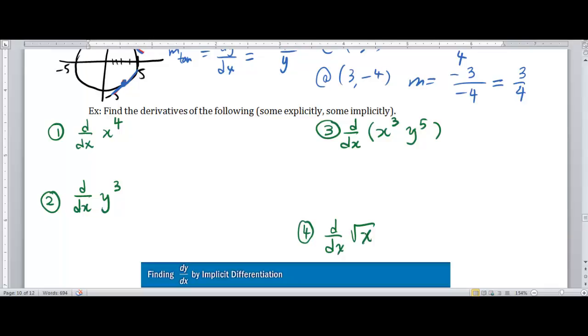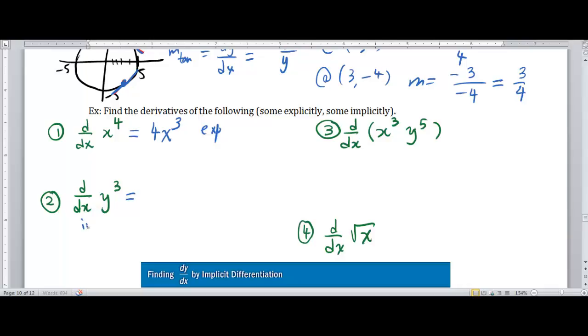Now it says some explicitly, some implicitly derivatives. So how do we know whether we have to do explicit or implicit differentiation? Well, the first one, there's no y variable here, it's only x. So this we would just do normally like we've been doing all along. Bring the 4 out front, x to the 3rd, and that's it. That's the derivative of x to the 4th. So that was explicit differentiation.